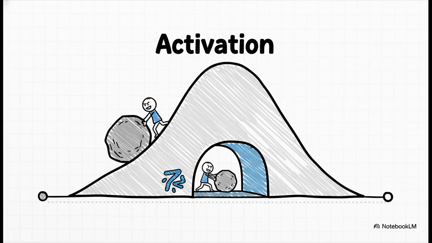What an enzyme does is it basically digs a tunnel through that hill. It dramatically lowers the energy barrier, making it way, way easier for the reaction to happen. It doesn't change where you start or where you finish, just makes the journey a whole lot easier.